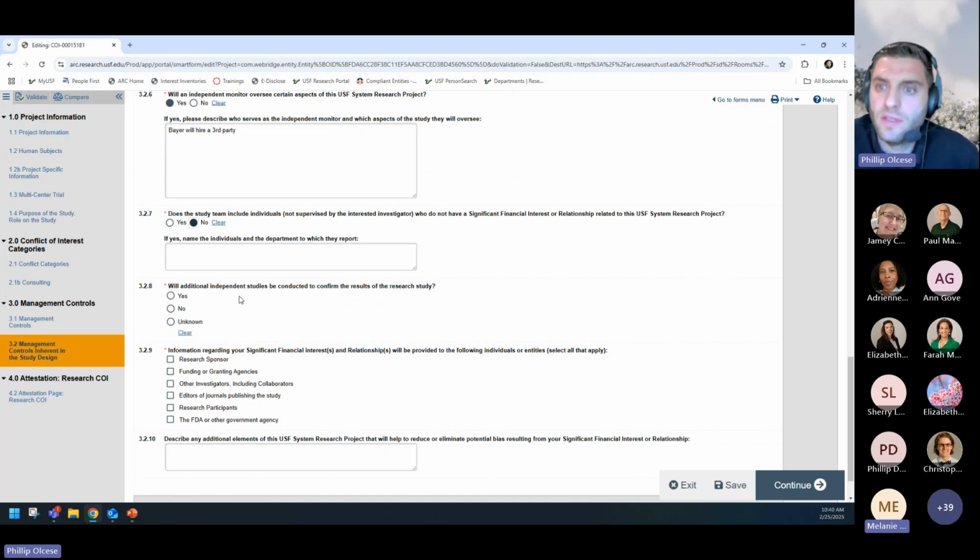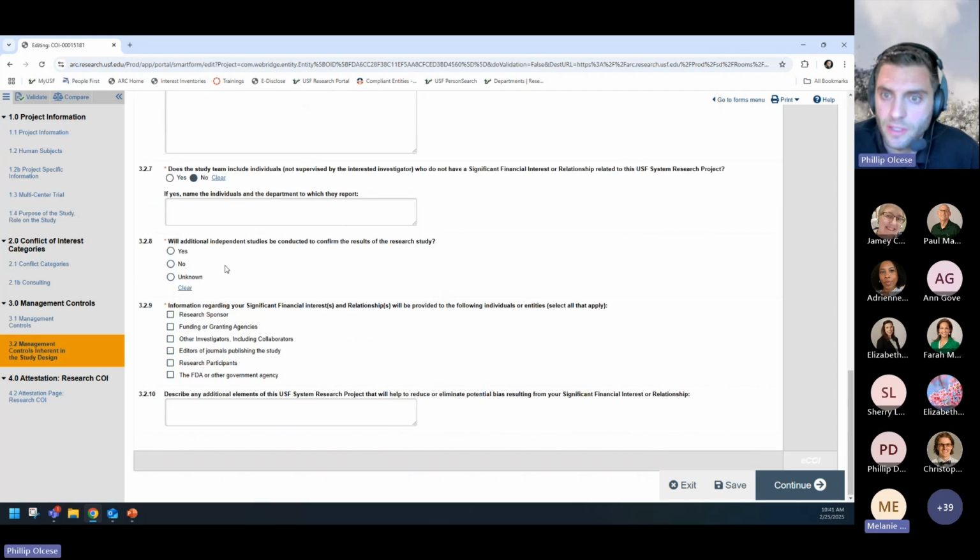Does the study team include individuals who do not have a SFI? We'll just say no. Study team, right? So individuals on the study team were not supervised by the interested investigator. A lot of studies may have a lot of study team members that should be listed here. And the big part here is who do not have a SFI, right? If they did have a SFI related to this, then we would answer differently here. Will additional independent studies be conducted? No.